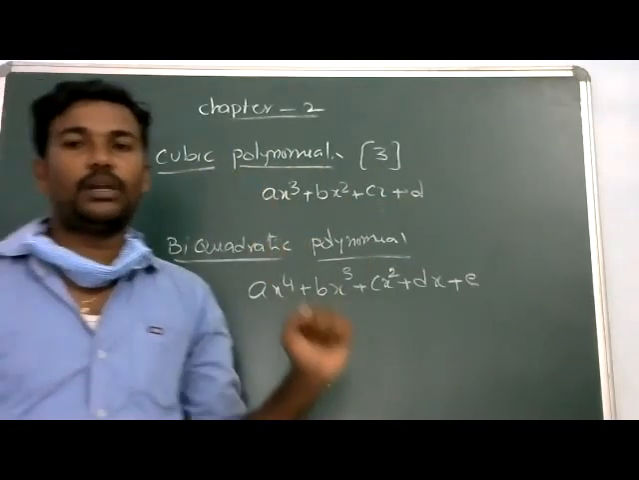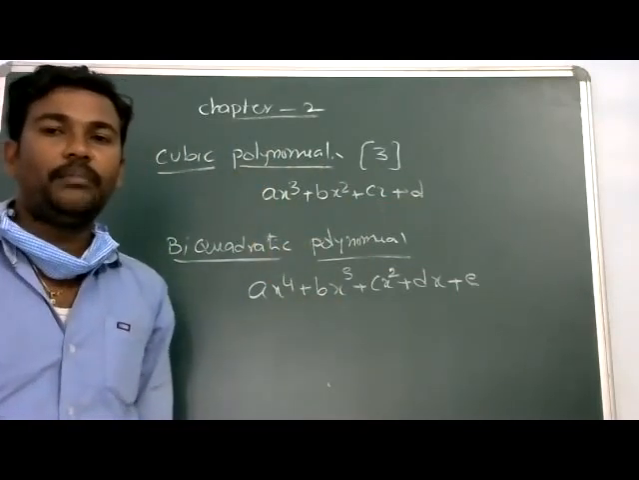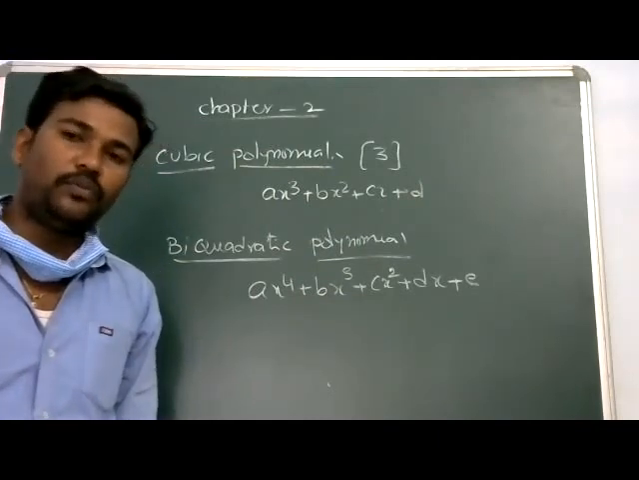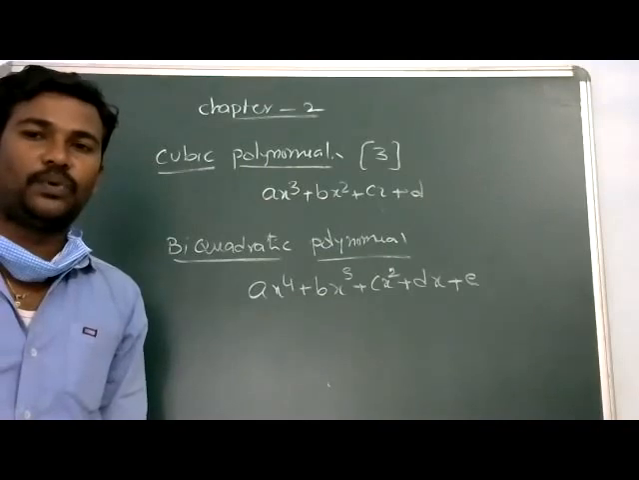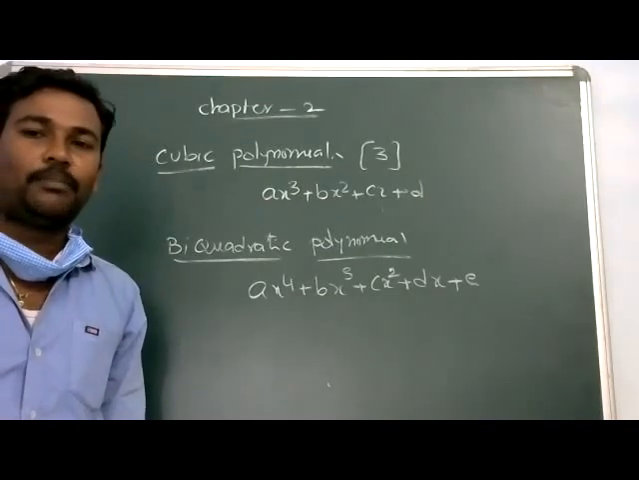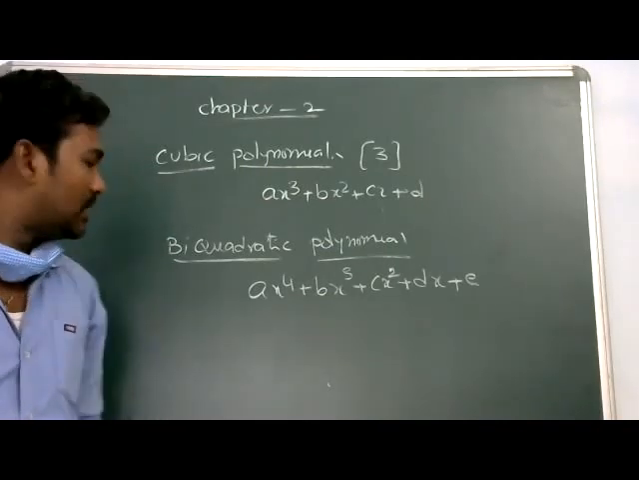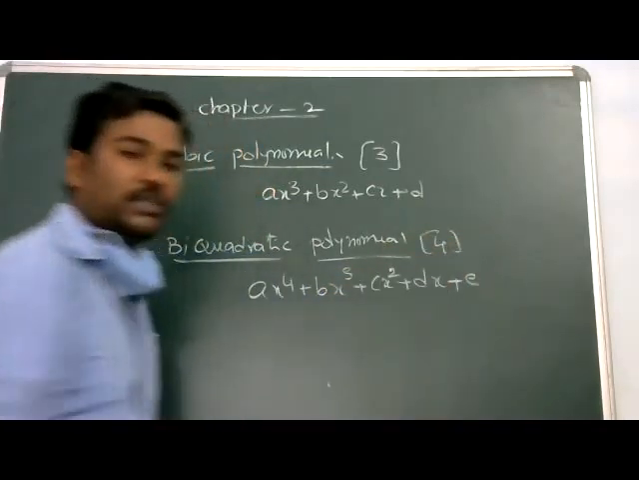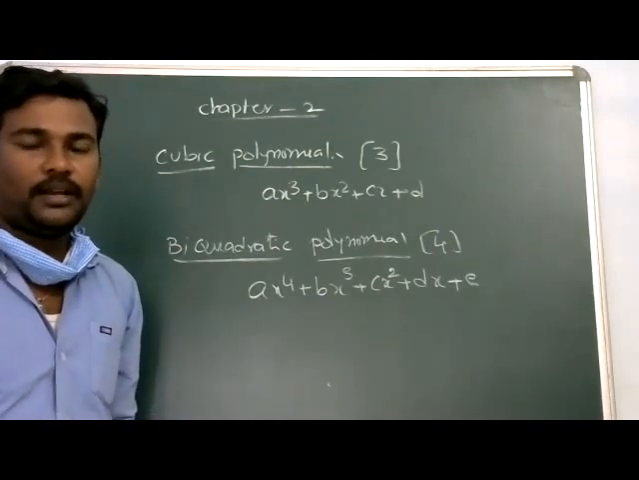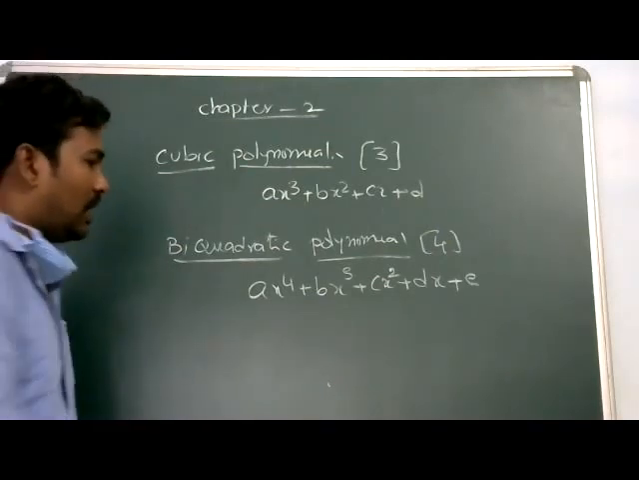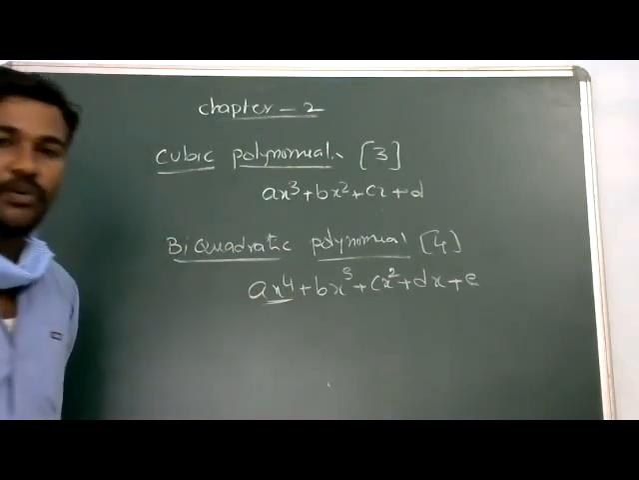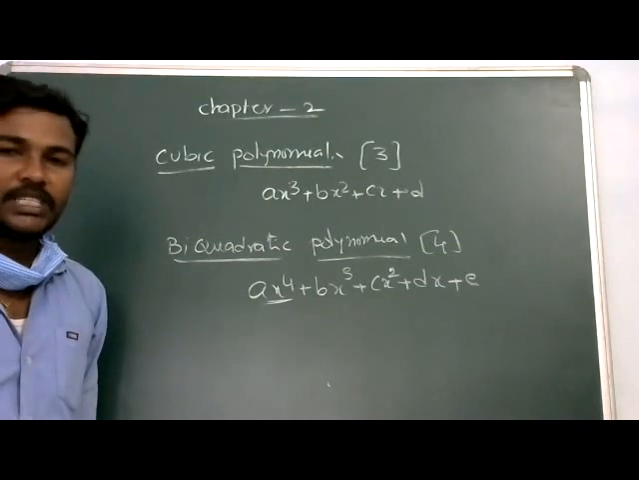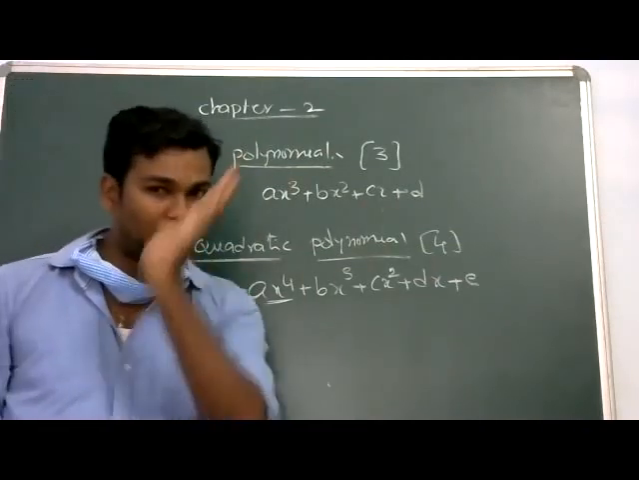Then comes the fourth one, the biquadratic polynomial. Bi means 2, quadratic already means 2, so 2 into 2 is 4. The degree of the polynomial is 4, and those polynomials are called biquadratic polynomials. The number of zeros of a biquadratic polynomial is 4. The degree is 4, so the number of zeros is also 4. Here you can see ax power 4, bx cube plus cx square plus dx plus e. These are the types of polynomials.